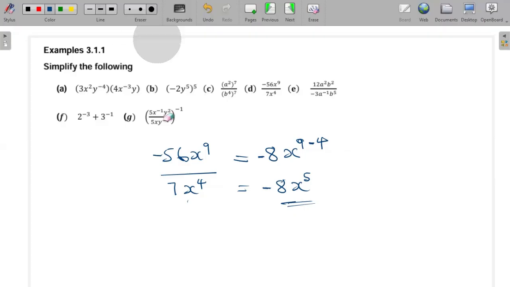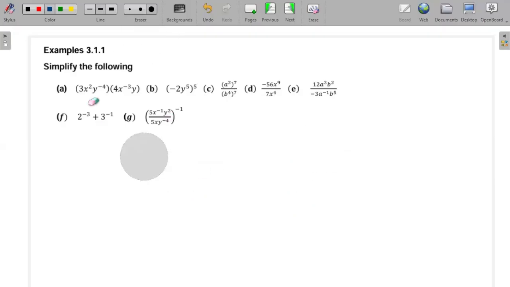All right, let's look at the next set. The next question, E, is this question here. You have 12a squared b squared, divided by negative a to the negative 1, then b to the 5th power. So what are we going to do?